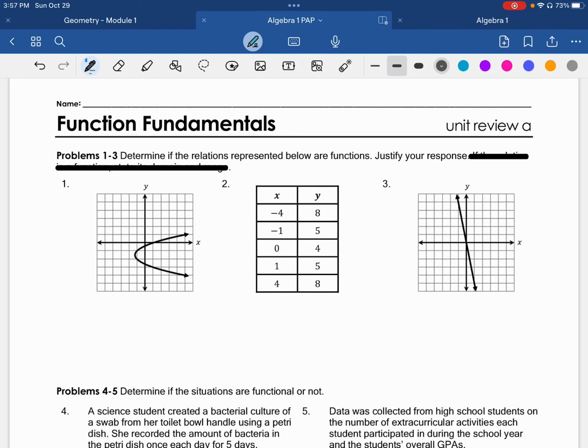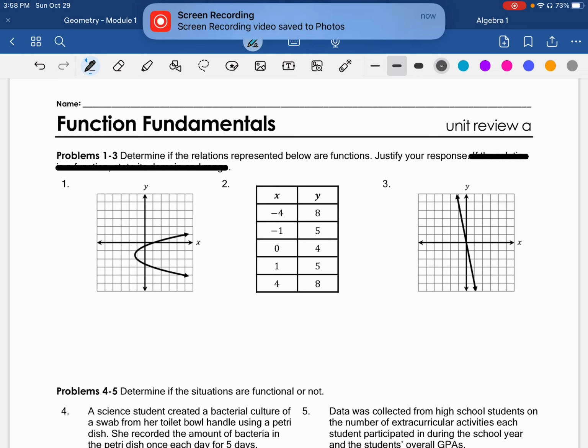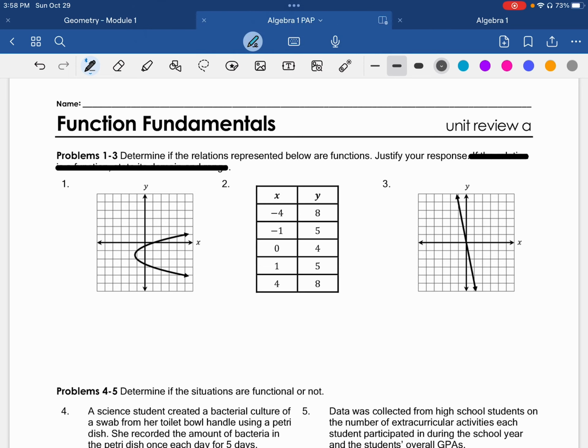Today's video is your unit review for your Unit 2 test. I gave this assignment as a homework, and I wanted to go ahead and just do a couple of problems for you from the worksheet, one or two per section. So in problems 1 through 2, they want you to determine if the relations represented below are functions, and they want you to justify your response.